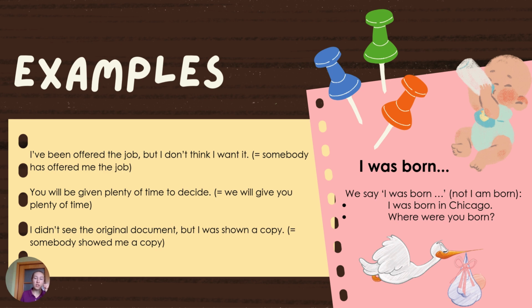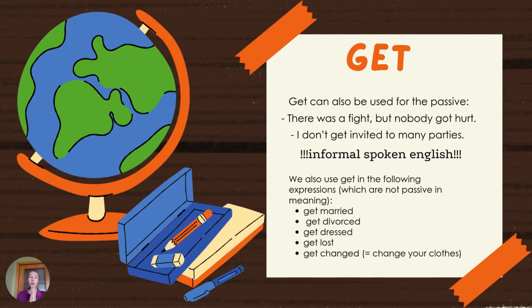This construction is actually also passive voice because we say I was born, not I am born, but I was born in Chicago, for example. Where were you born? This is also actually passive voice. I mean, and now the word get. Get can also be used for the passive. So there was a fight, for example, but nobody got hurt.